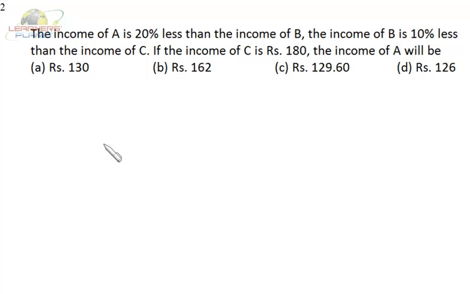Now let's see this question. The income of A is 20% less than the income of B. That means income of A is 80% of income of B. That means A's income is 80%, that is 4 by 5 of B. That means A is to B is 4 is to 5. Now the income of B is 10% less than the income of C. That means B's income is 9 by 10 of C, that is 90% of C.